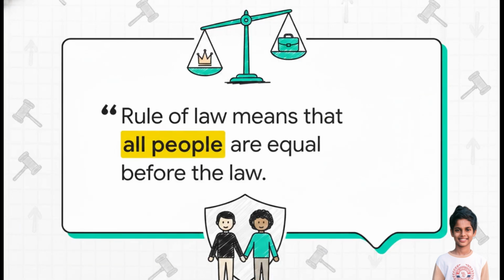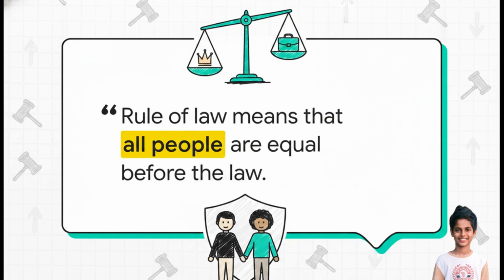Now listen super closely to this quote, Venkat, because this right here is the absolute golden rule of democracy. Rule of law means that all people are equal before the law. No one is above the law, and everyone gets equal protection. Remember a few minutes ago when we said a monarch is above the law? Well, not in our system.